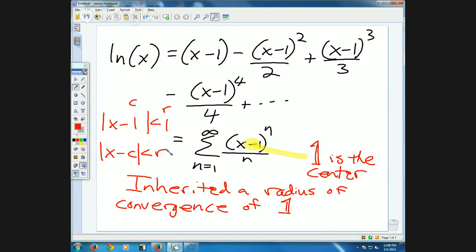So if I draw that on a number line, 1 is the center. If I go out 1 unit to the right, that puts me at 2. 1 unit to the left puts me at 0. And so open circles on each end, that's my interval right now. So what we believe is that if x is some number between 0 and 2, and we plug it in for x in this series, the series will converge, and the value it converges to will be whatever the natural log of that number is.